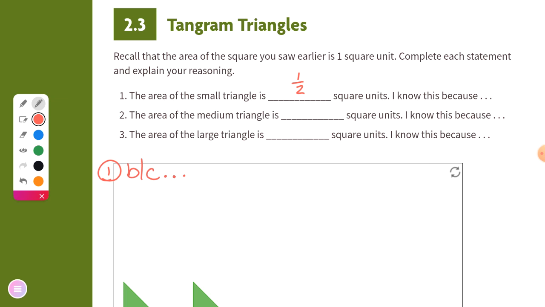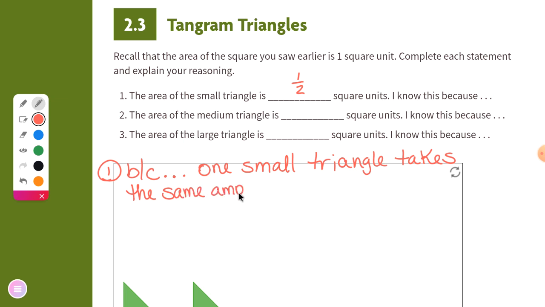You are correct. I'm just focusing on 1 small triangle. In your reasoning, you talked about 2. So you'll add this to your explanation, okay? Because 1 small triangle takes up the same amount of space as half of a square.